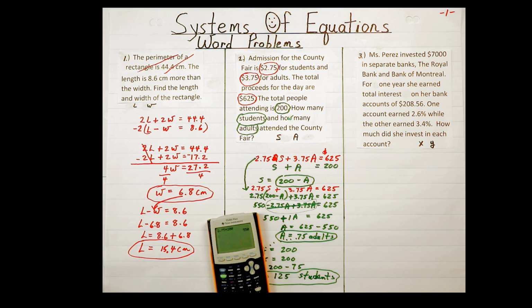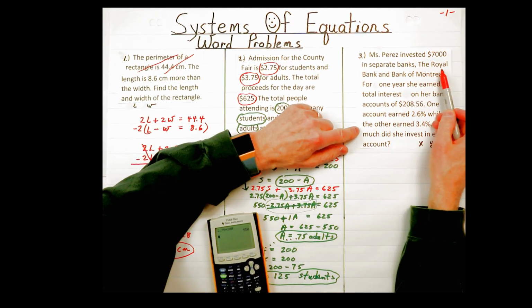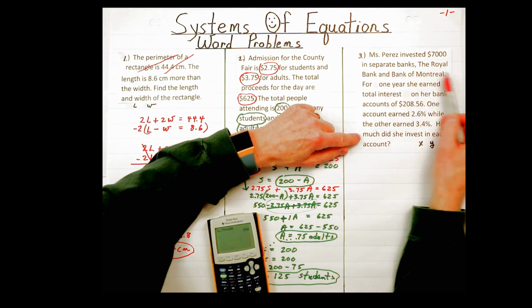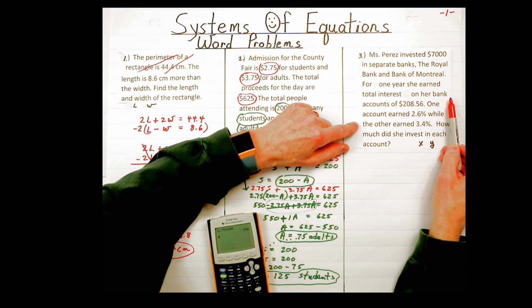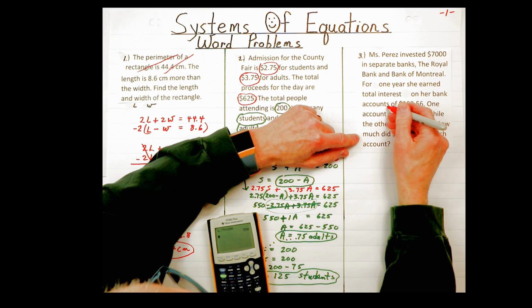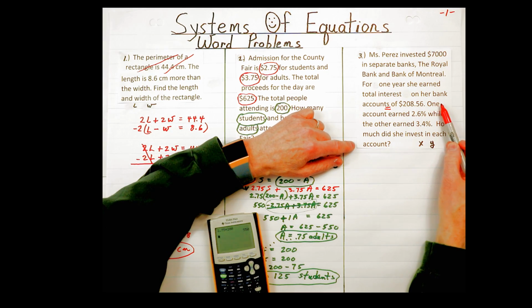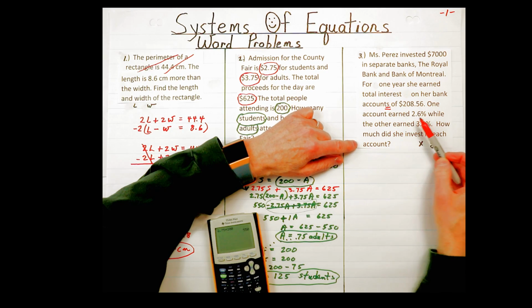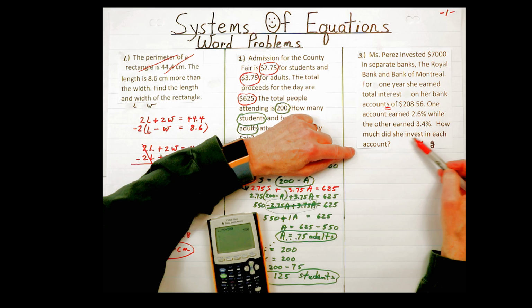Okay, question 3. Ms. Perez invested $7,000 in separate banks. Lots of people do that. The Royal Bank and the Bank of Montreal. For 1 year, she earned total interest on her bank accounts of $208.56. On her bank accounts, that's plural. So that's the amount she got on her 2 bank accounts. One account earned 2.6%, while the other one earned 3.4%. How much did she invest in each account?